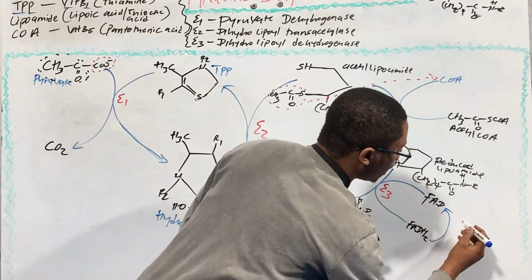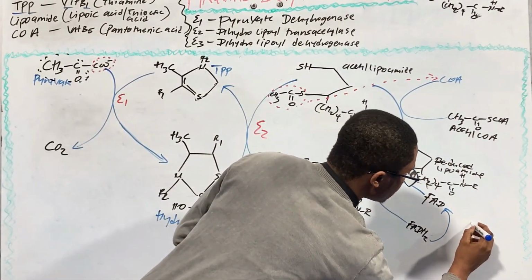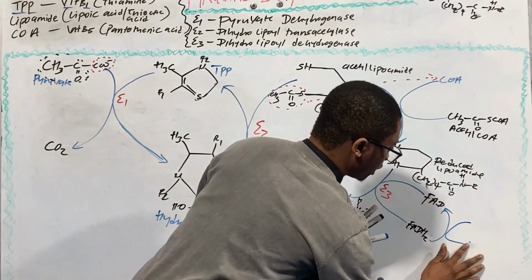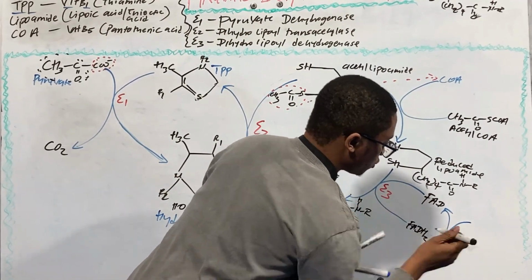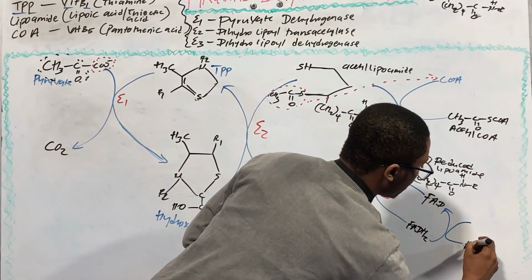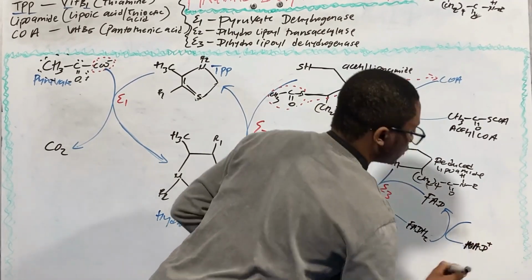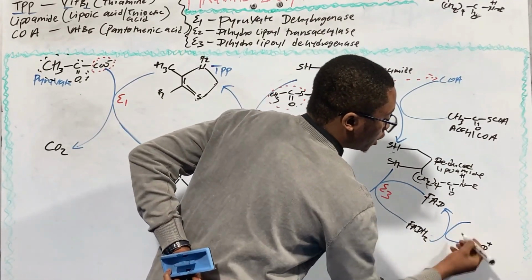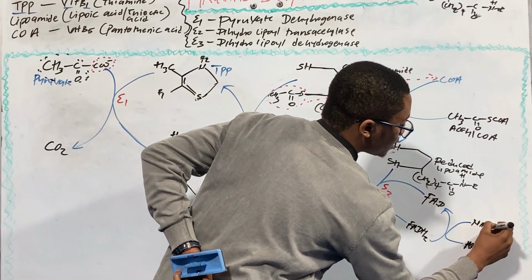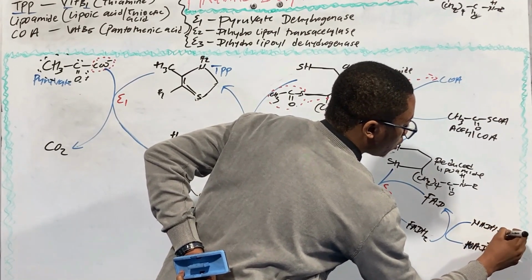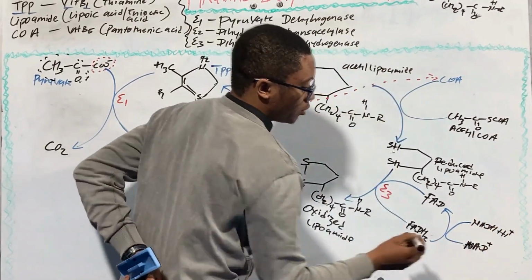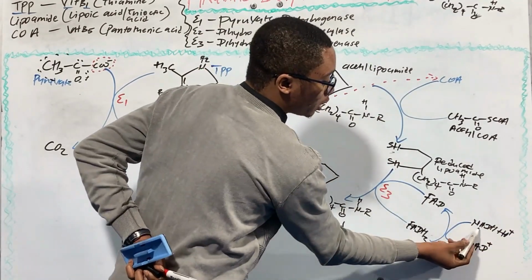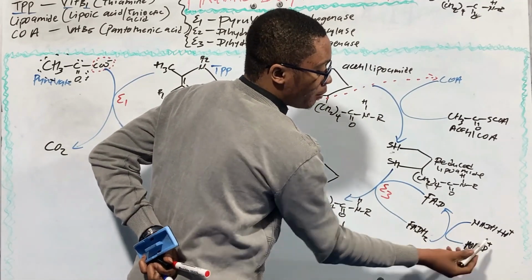So NAD positive will take these electrons. Taking these electrons, it becomes NADH plus H ion, plus hydrogen ion. So NAD is reduced to NADH plus H ion.